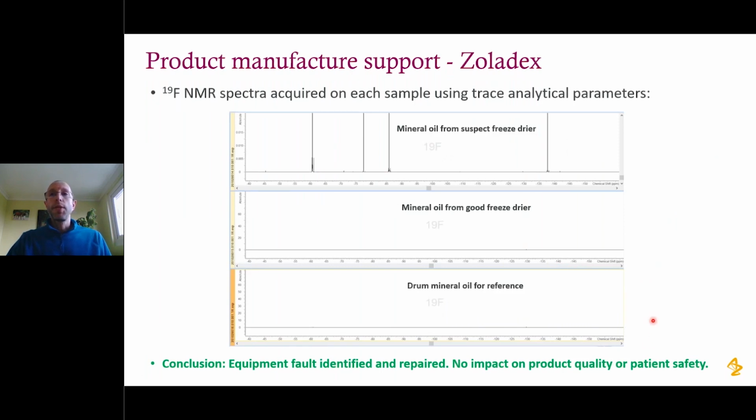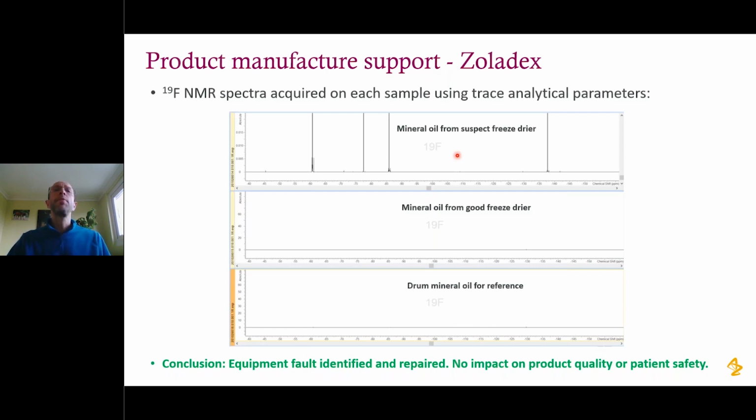And on this slide, you can see the outcome of the investigation, really quite straightforward to carry out, very simple to report. At the bottom here, you can see a reference fluorine spectrum for a reference of mineral oil taken straight from drum supply. And you can see that it is effectively fluorine species free. Similarly, an example of mineral oil that was taken from a well-functioning freeze dryer that had no issues has the same profile. But comparing that to the mineral oil drawn from the suspect freeze dryer, you can see that it's significantly contaminated with a number of fluorinated species.